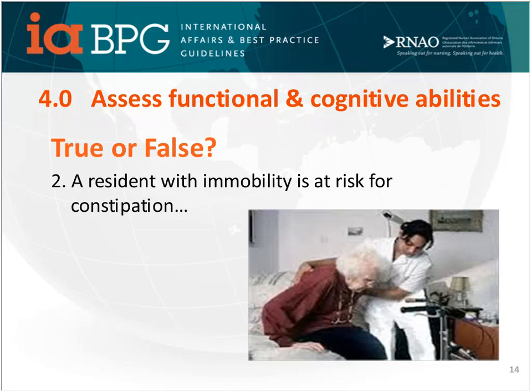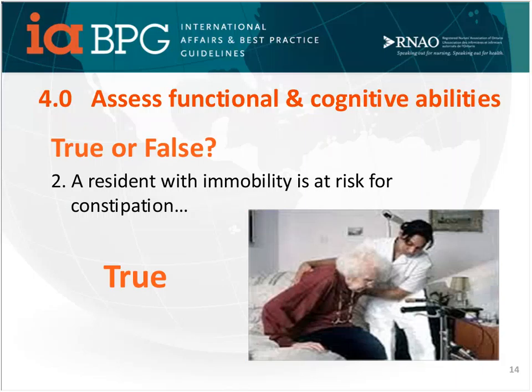So then our next true or false question was, a resident with immobility is at risk for constipation, and most people agree with that. My little computer's not wanting to forward the slides, and that is true. What we know is that people with immobility are not moving as much. That slows the transit time in the bowel and makes it more likely that they're going to have constipation.